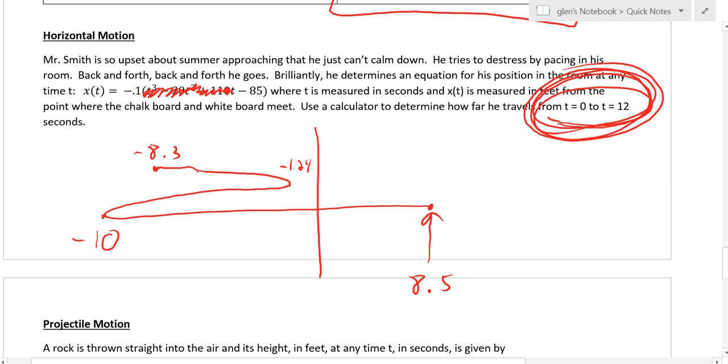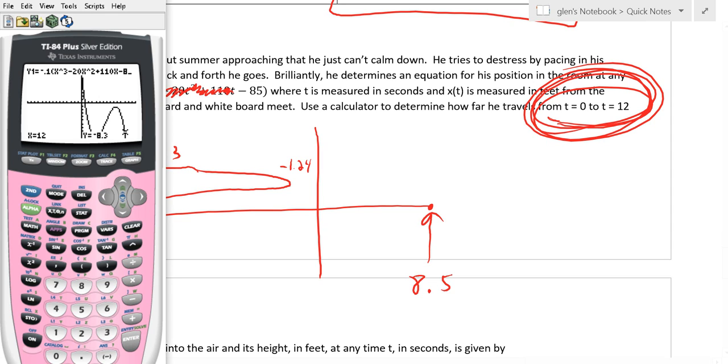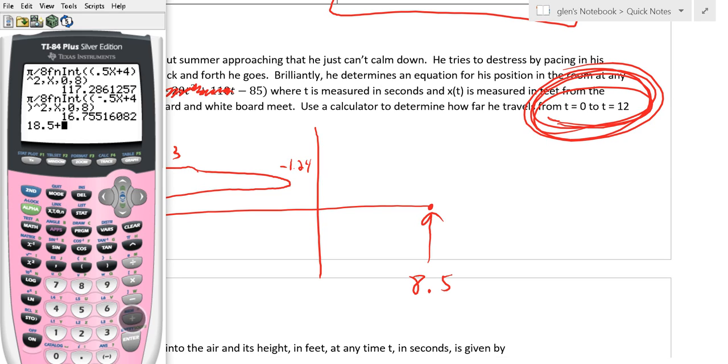Can we find how far I moved? Can you repeat your question? Can we find out how far I have moved? Yeah. We need to do. We know 8.5 to negative 10 was negative, or yeah, 18.5, right? But then I need to add to that how far I moved to get to negative 1.24. How do I find distance?